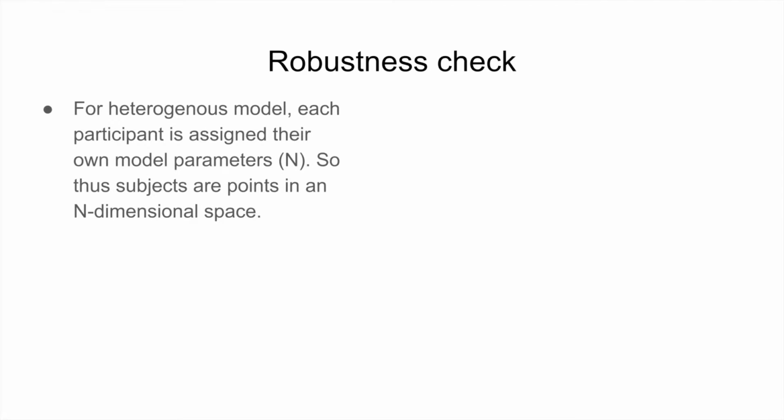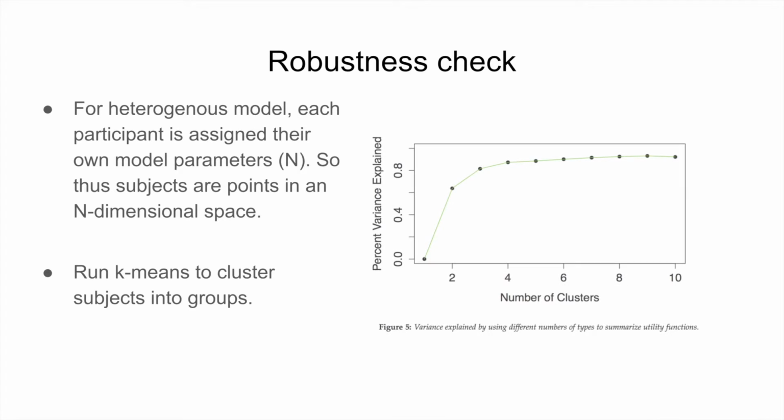We also did a robustness check. The machine learning is a top-down approach, but we also have a bottom-up approach, thinking about it a different way. In the fully heterogeneous model, each participant was assigned their own model parameters because we're interacting with subject-level fixed effects. So you can think about each participant as a point in an n-dimensional space, where n is the number of parameters in your model. So the natural question is, can we cluster these participants into groups in this space? So what we do is we run k-means, and here's what we get.